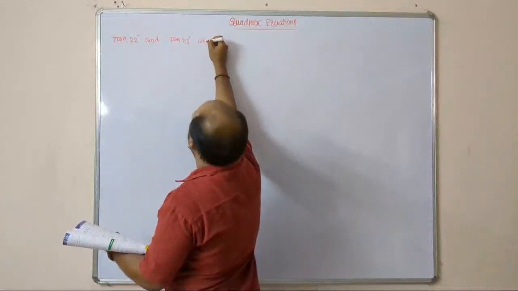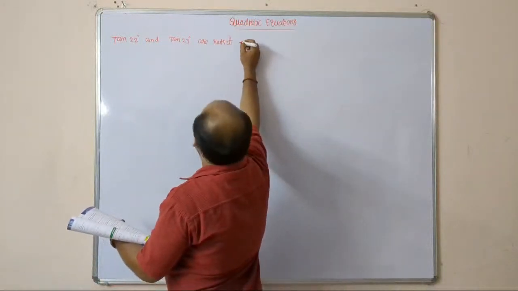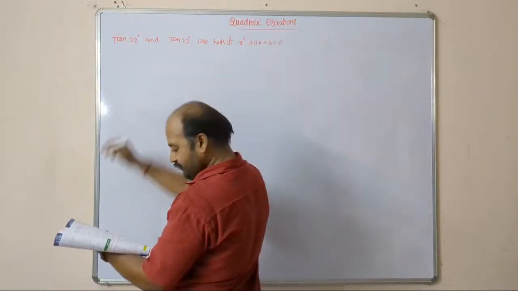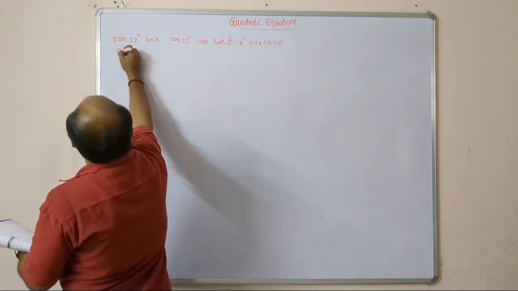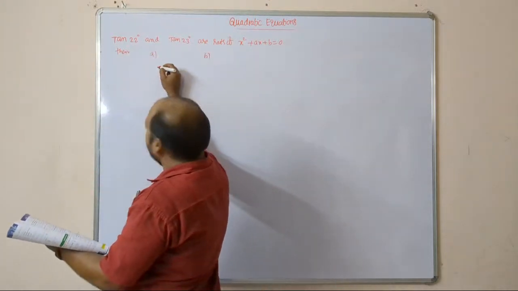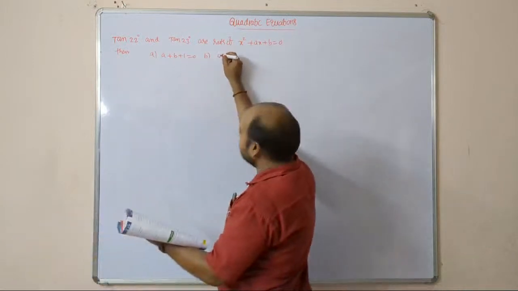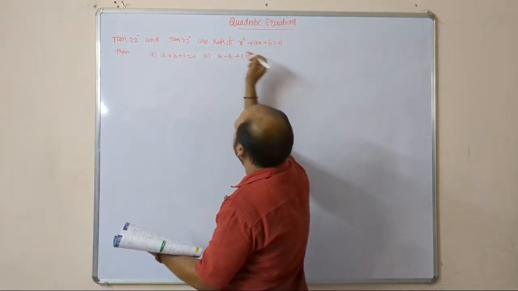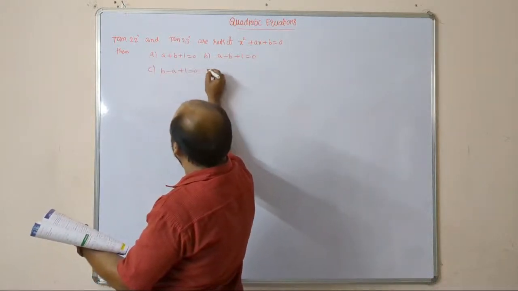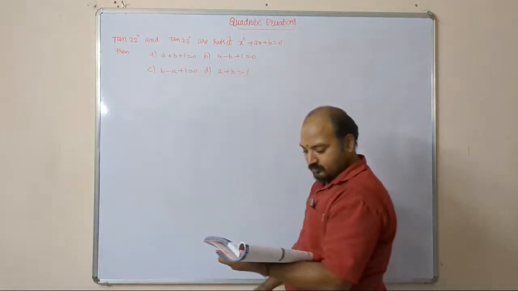are roots of x square plus ax plus b equal to 0, then first option a plus b plus 1 equal to 0, second option a minus b plus 1 equal to 0, third option b minus a plus 1 equal to 0, fourth option a plus b equal to 1.